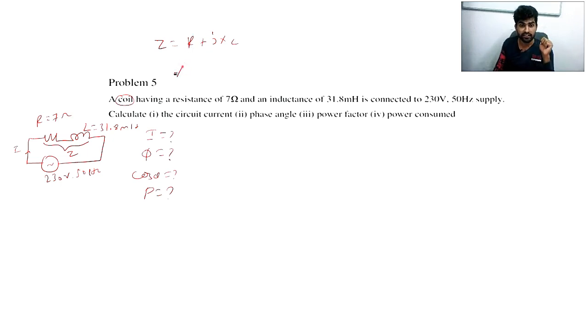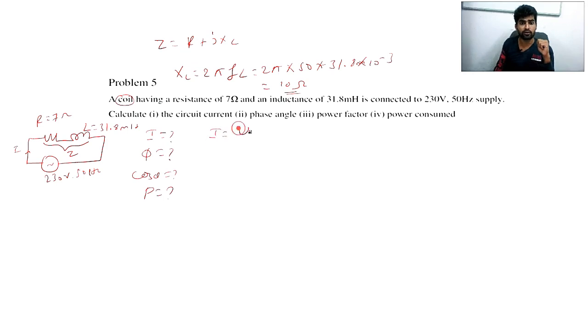So XL is equal to what? 2 pi FL. So 2 pi into 50 into L, that is 31.8 millihenry, that is 10 raised to minus 3. Just calculating using the calculator, we will get 10 ohm. Next, we need to calculate Z and then I.